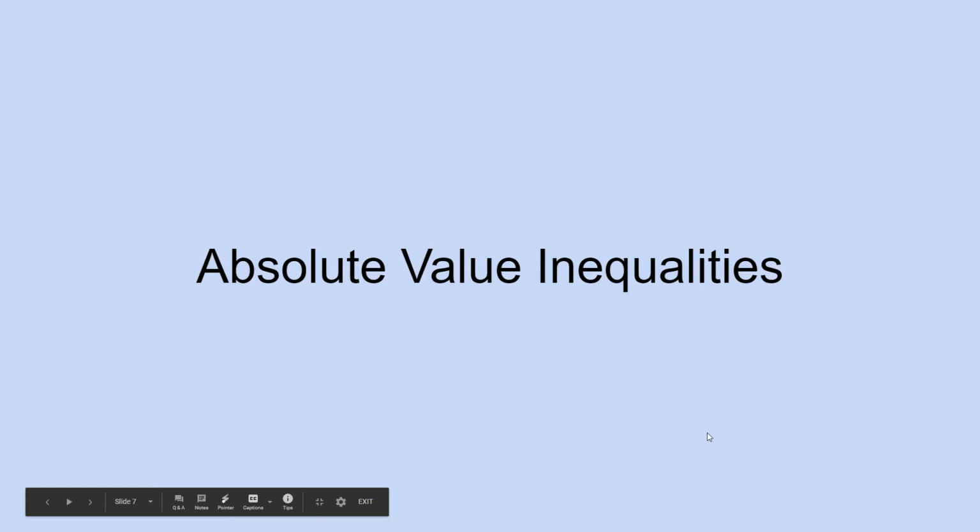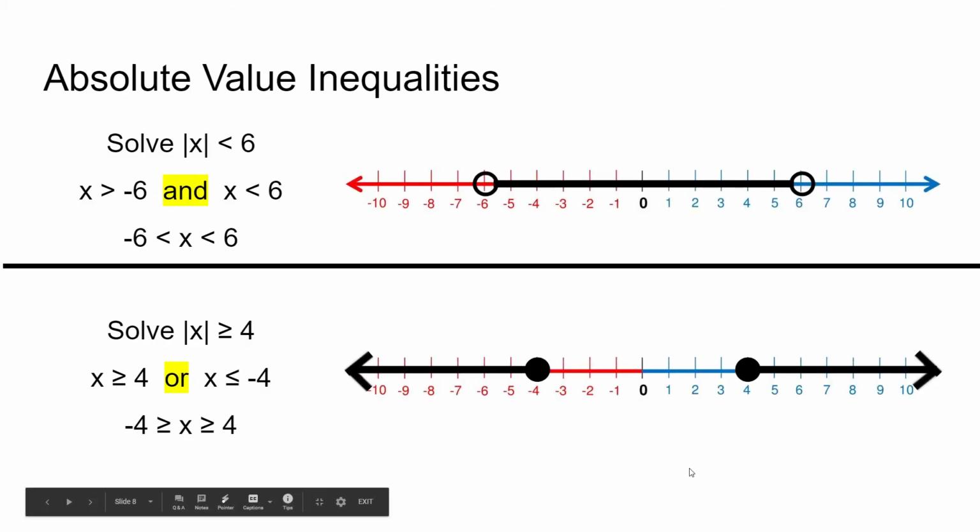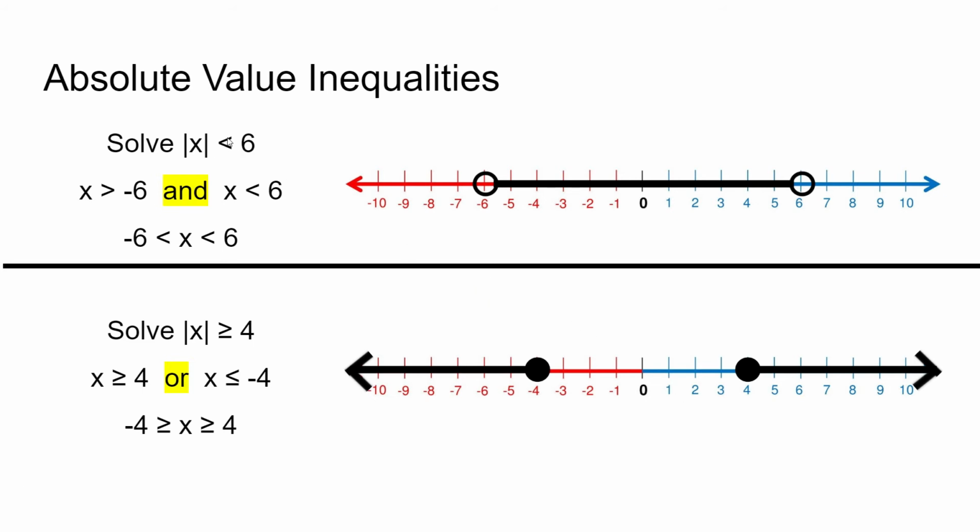Now we will get into absolute value inequalities. There are two different types of inequalities that we will solve and graph. These are the less than inequalities, which use the word and in the solution, and the greater than inequalities, which use the word or in the solution.